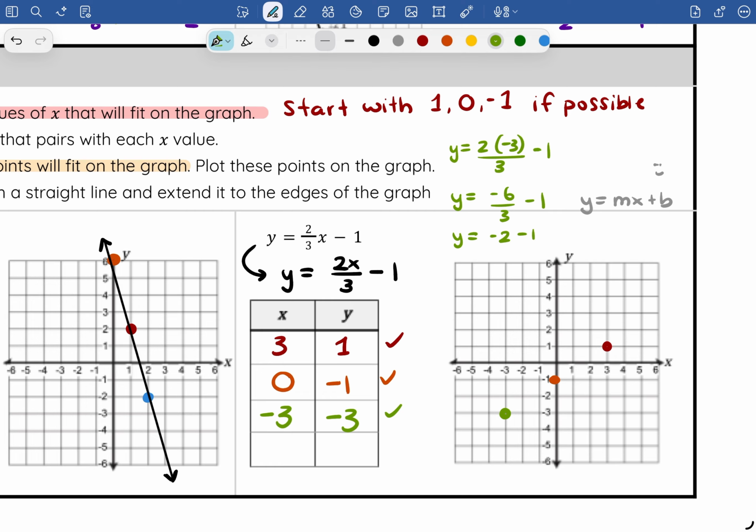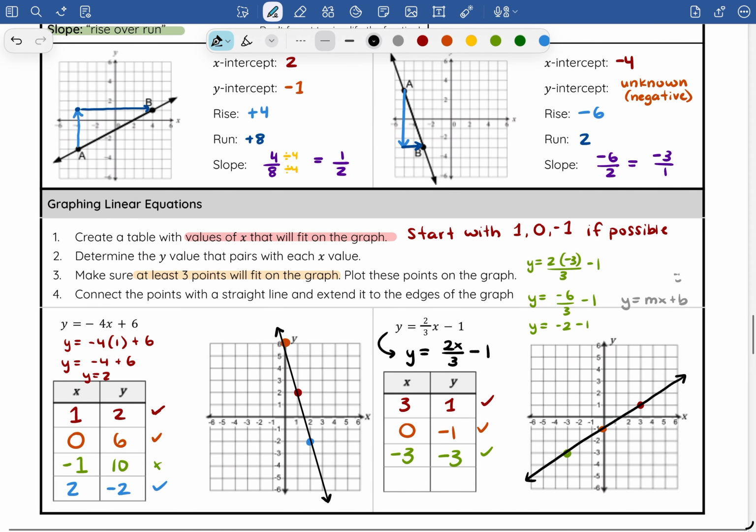It's great when our starter points just work out well. And now we grab our ruler and we extend it. All right, any questions from the front here?